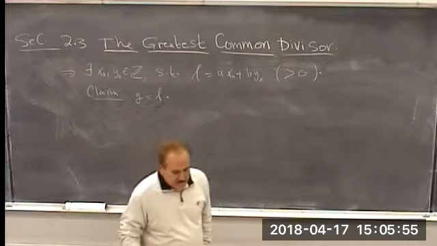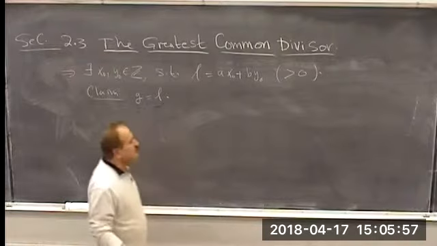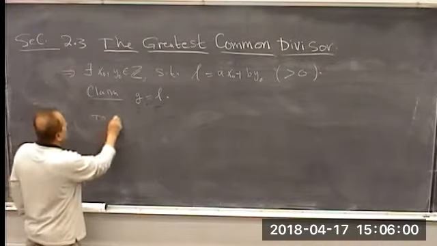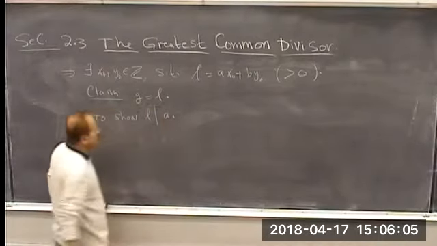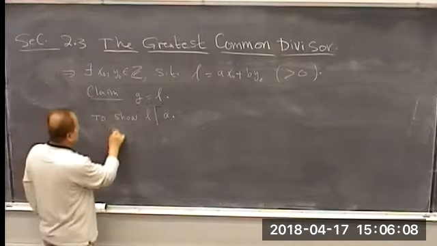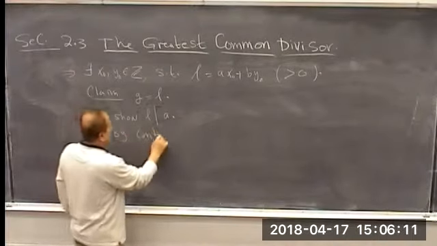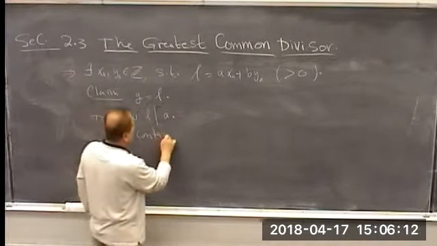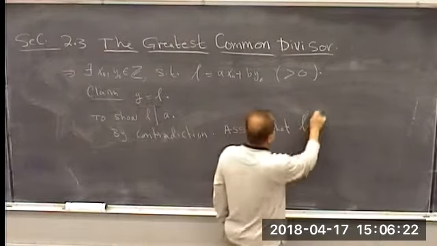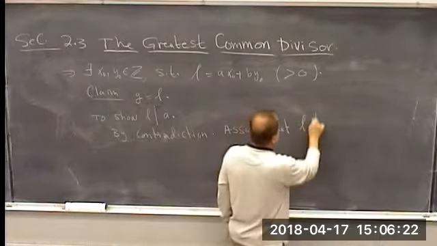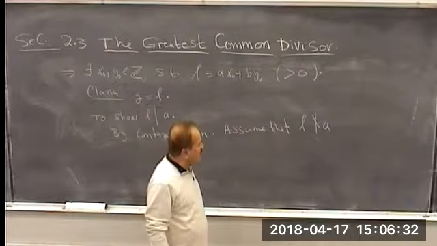Now, first let's look at how to show L divides A. Okay? So I'm going to do this by contradiction. So let's assume that it doesn't. Assume that L does not divide A. And yes, it's going to lead to a contradiction. All right? So L does not divide A.